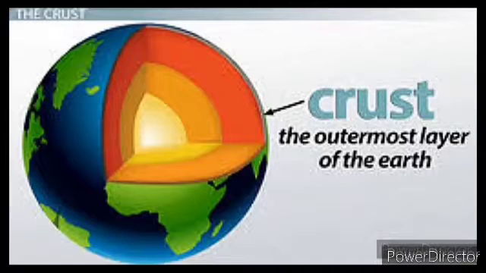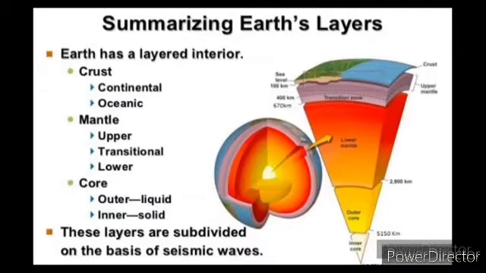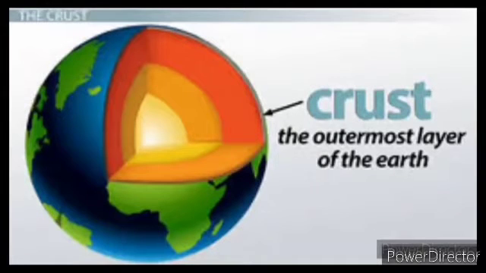First of all we will discuss the crust. The crust, the mantle and the core are further subdivided into two sections, that is the outer layer and the inner layer. So let's start the chapter.